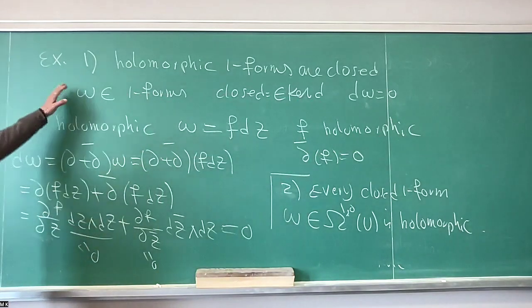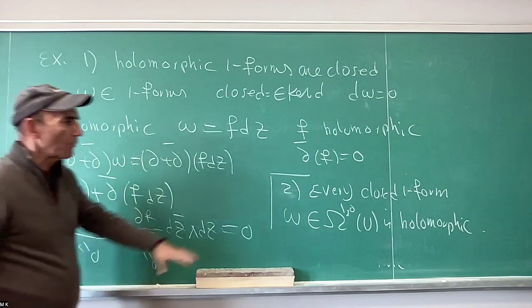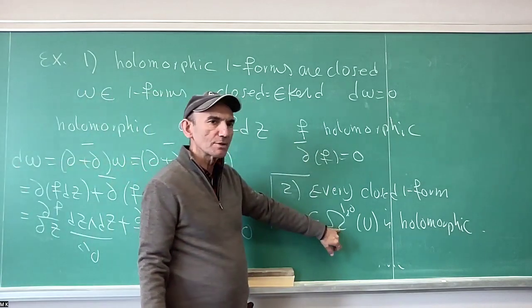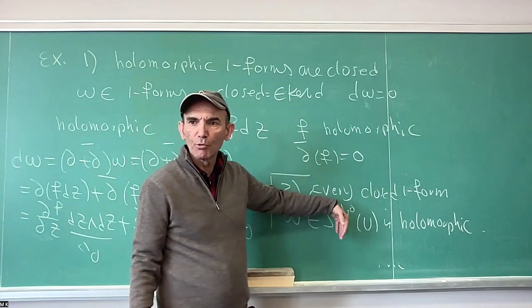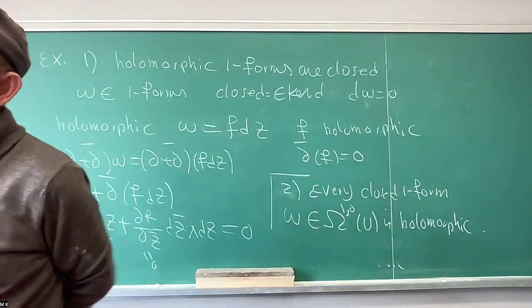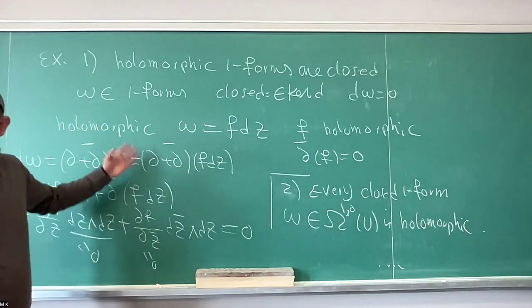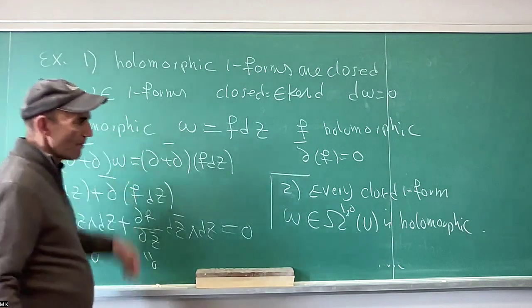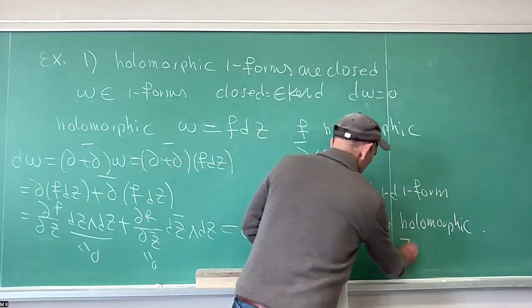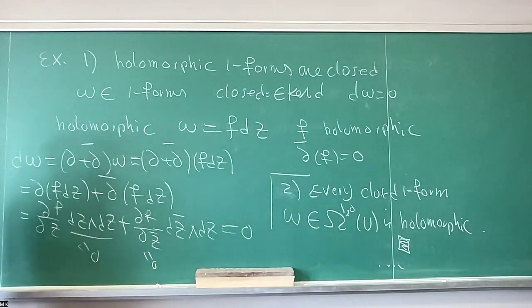I mean, so this is an if and only if statement. An element in Omega^{1,0} is closed if and only if that form is holomorphic. So there's a one-to-one correspondence with holomorphic one-forms. The proof is exactly here, there's no difference. You can go backward.